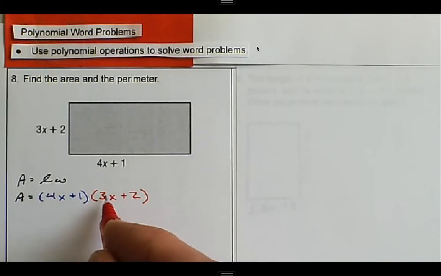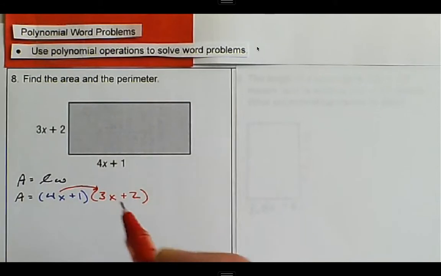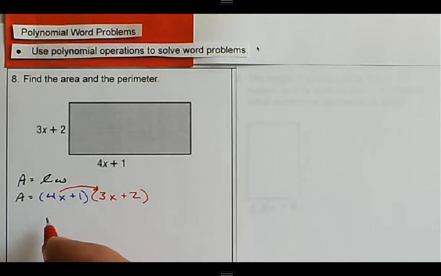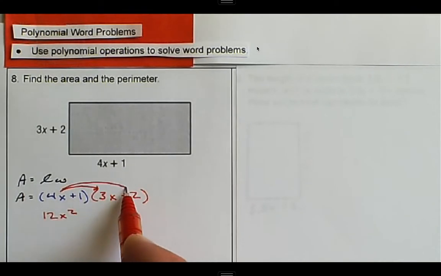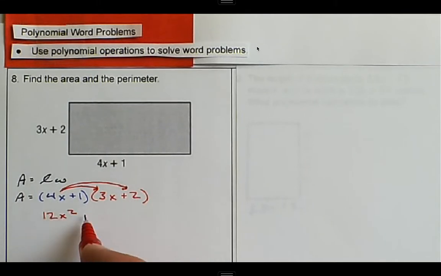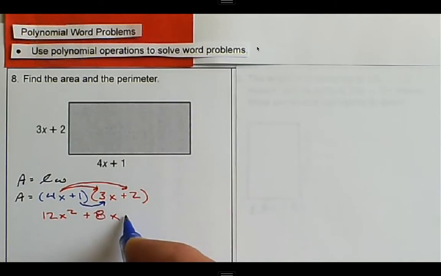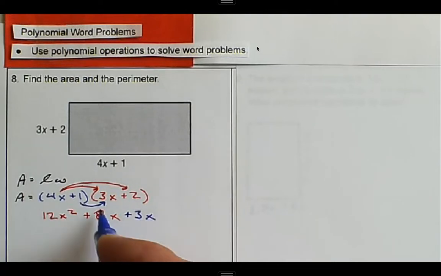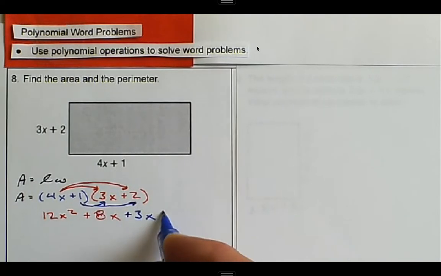So 4x times 3x, 4 times 3 is 12, and x times x is x squared. So 12x squared. 4x times 2, 4 times 2 is 8, so that's 8x. 1 times 3x is just 3x, and 1 times 2 is just 2.